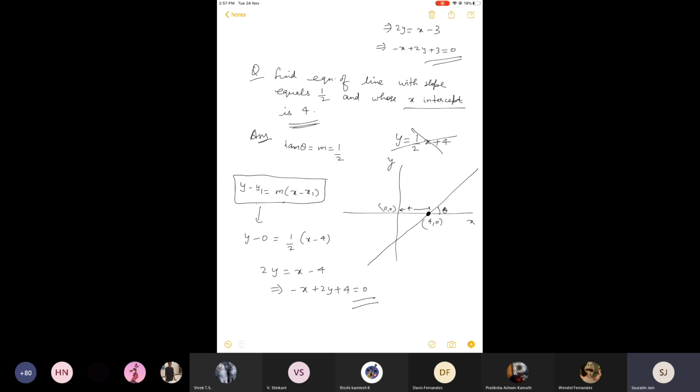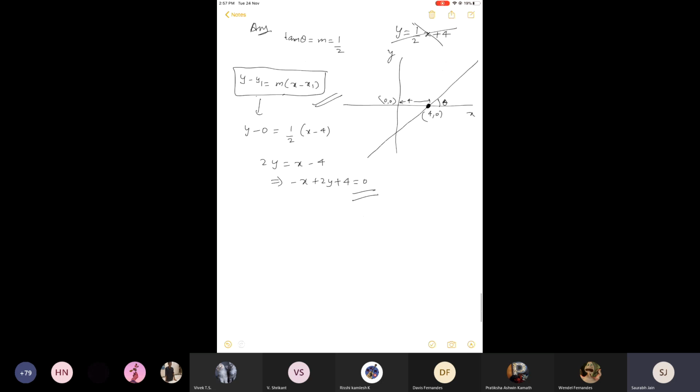So just small thing that you have to do, just make a diagram, okay? And from x-intercept you will get a point on the line, okay? And slope is already given. With that you will use the first form, that is point slope form, to get this answer. So till now we have covered three forms: point slope form, 2 point form, and slope intercept form. Now comes the fourth one.